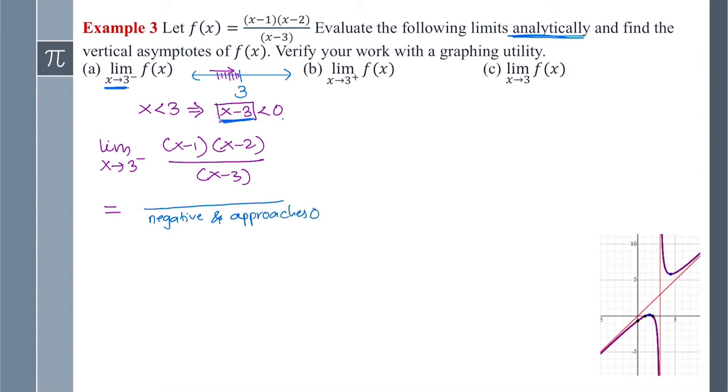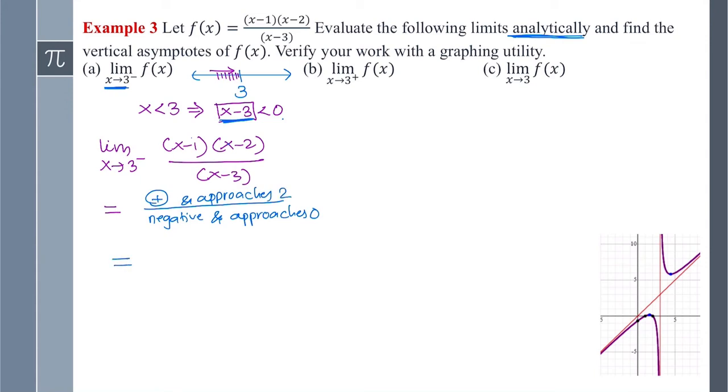Now if you look at the numerator, if we plug in 3, you get 3 minus 1 is 2, times 3 minus 2 is 1, which is 2 times 1 equals 2. So it's not exactly 2, but the number in the numerator is very close to 2. It's approaching 2, and it's positive. So it's a positive number and approaches 2.